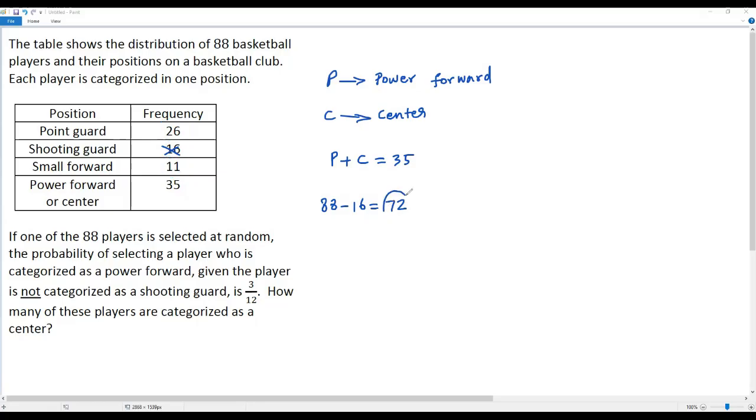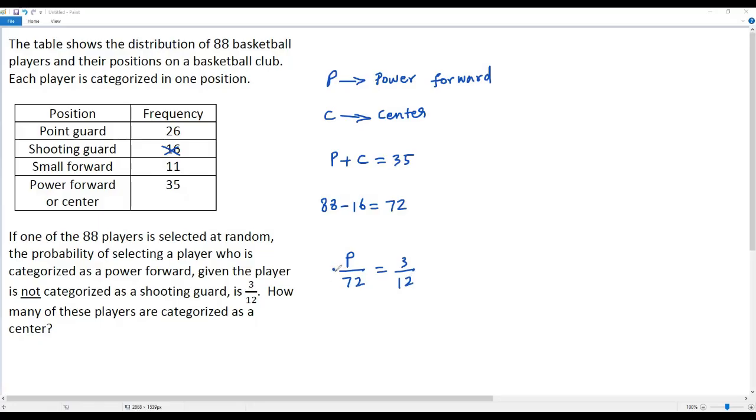Since we find probability, we take this total in the denominator. And in the numerator, we have to write the number of players who are categorized as a power forward, because here we have the probability for selecting a player who is categorized as a power forward. We know that this capital P represents the number of players who are categorized as a power forward. We can write that one over here. So the probability I got over here represents the same probability we have over here. So this P over 72 and this 3 over 12 must be equal. Let me write it over here.